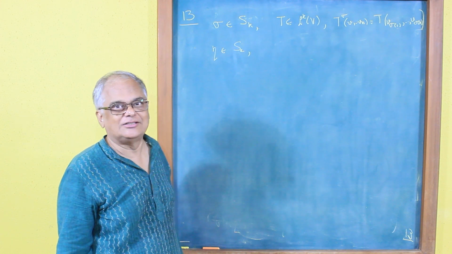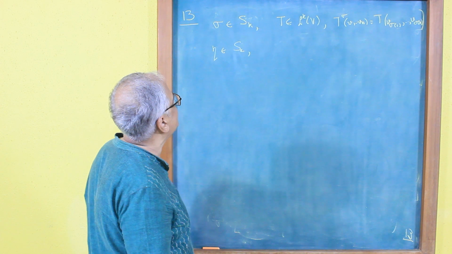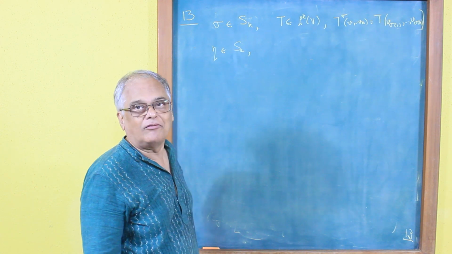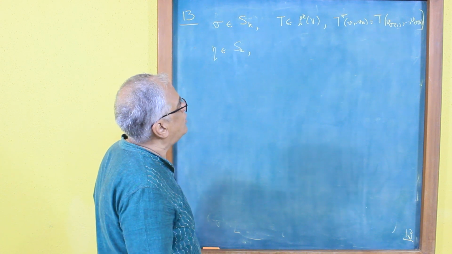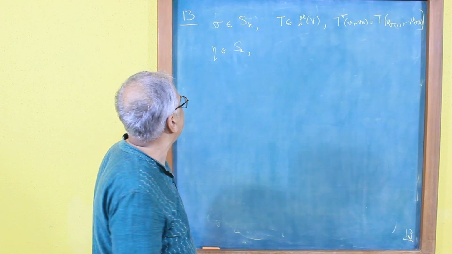So this is where the fun starts. We have this idea of T upper sigma. Sigma is a permutation on k elements. T is in L_k of R^n. T upper sigma of (V1, ..., Vk) is (V of sigma 1, ..., V of sigma k).